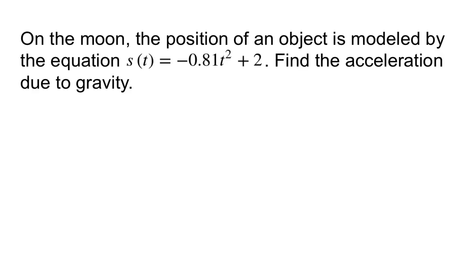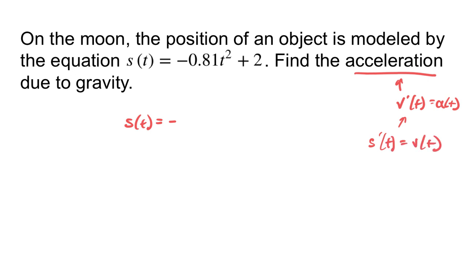On the moon, the position of an object is modeled by the equation S of t equals negative 0.81 t squared plus 2. Find the acceleration due to gravity. Very straightforward. We'll look at S of t. And we know that in order to get to the acceleration, that is the derivative of the velocity function. And we know in order to get to the derivative of the velocity function, we have to take the derivative of the position function. So, we're going to start with our position function, which is given in the problem, and we're going to take the derivative of that.